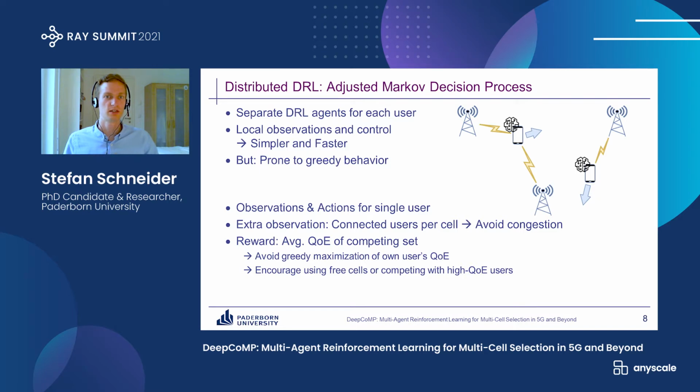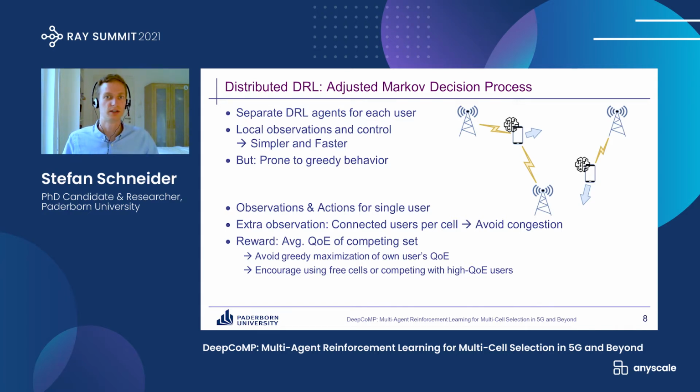So the main idea is that rather than one centralized agent that observes and controls everything, we have separate DRL agents, one for each user. And each DRL agent only has local observations of what the own user does and only controls the cell selection locally of this own user. And that's, of course, a lot simpler. We have a much smaller observation and action space. It's easier to implement and it's a lot faster to train.